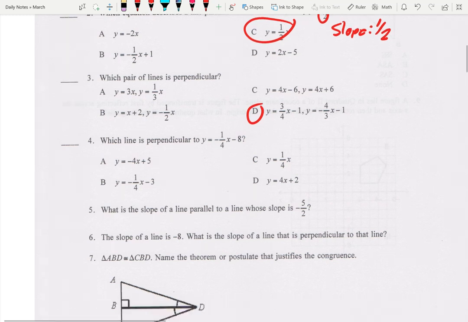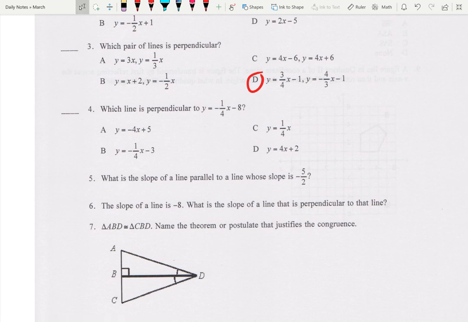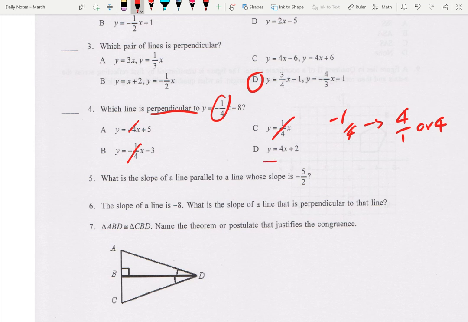So number 4, which line is perpendicular to this one? Again, perpendicular means opposite reciprocal slope. The opposite reciprocal of -1/4 would be a positive 4 over 1, which is the same as just a regular 4. So the only equation here that has a slope of 4 is D, right? Because C has a slope of 1/4, which is not right. A has a slope of -4, which is not right, and then -1/4, which is not right. So it has to be +4. That's answer choice D.